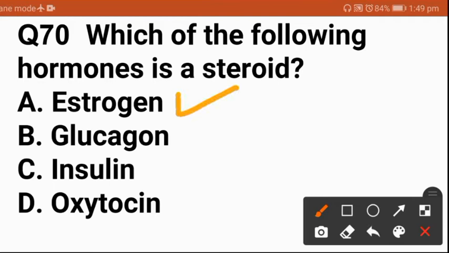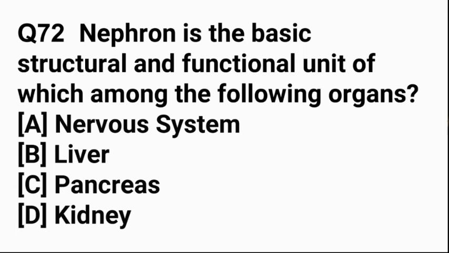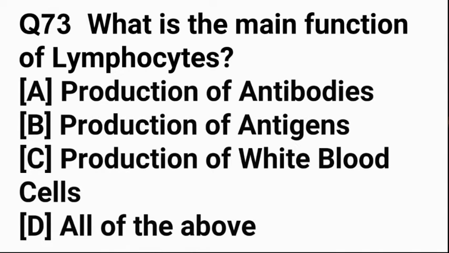Deficiency of vitamin D causes A. Rickets. Nephron is the basic structural and functional unit of which among the following organs? D. Kidney. What is the main function of lymphocytes? A. Production of antibodies.